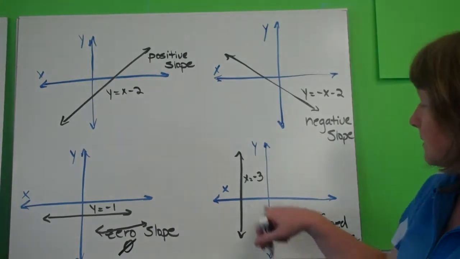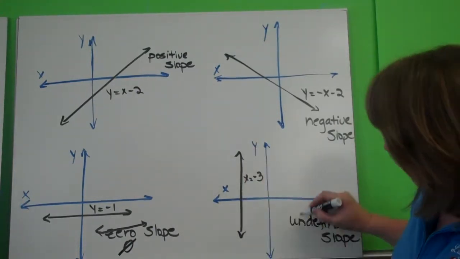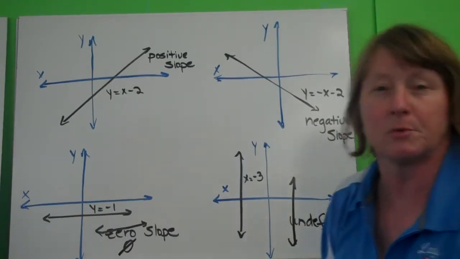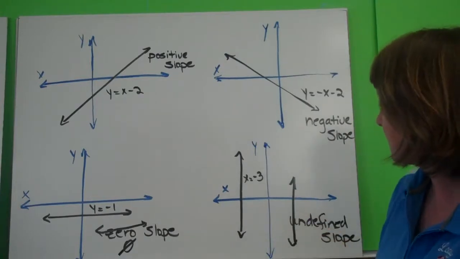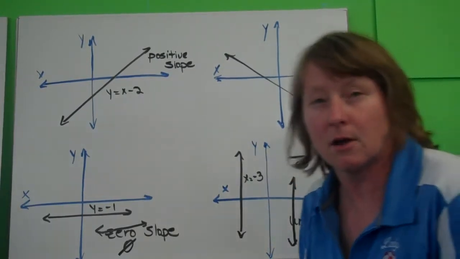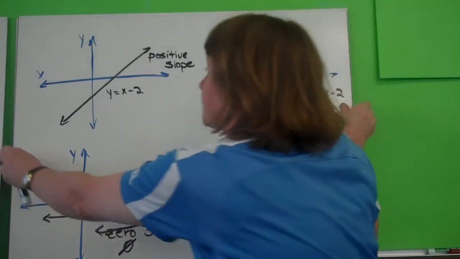For the undefined slope, it is when X equals a value. It is a vertical line, and you remember it because it goes through the side of the U, and that should help you remember that undefined is this. It will be some number divided by 0. That cannot happen. You'll get an error on your calculator when you try to do that.